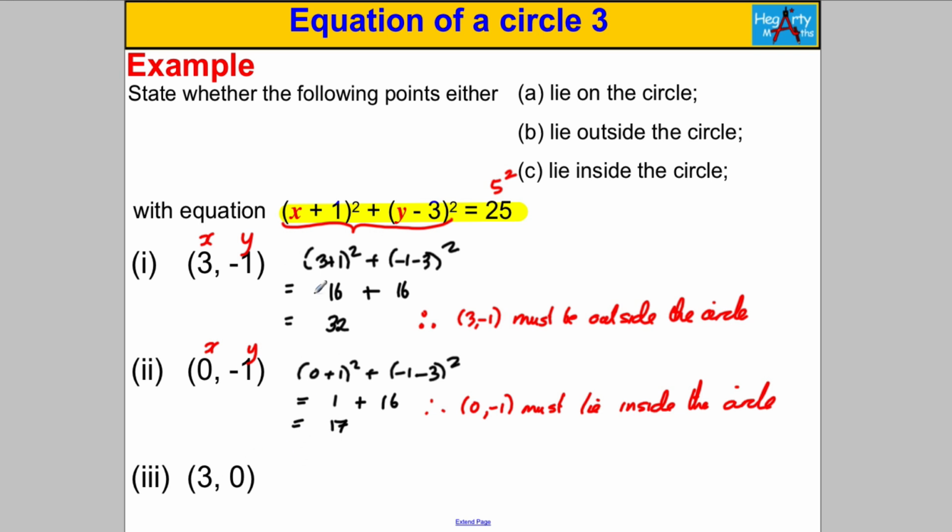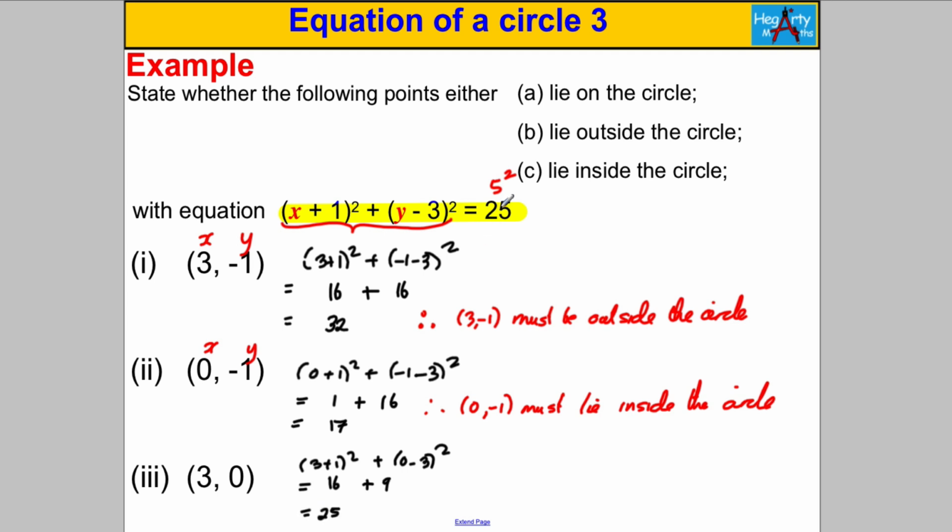And the last one, we're going to substitute in 3, 0, so we're going to say 3, add 1, all squared, add 0, take away 3, all squared. Well, 3 add 1 is 4, 4 squared 16. 0 take away 3 is -3, -3 squared is positive 9, and 16 add 9 is equal to 25. And 25 is the same as the 25 in the equation of our circle, so 3, 0 must lie on our circle. On the circle. Alright? And we're done.